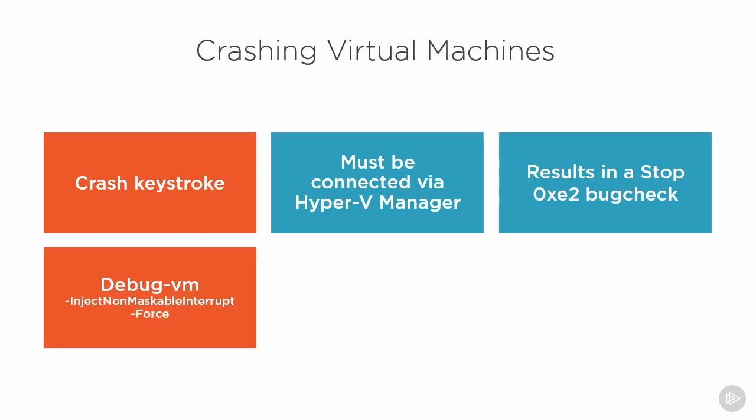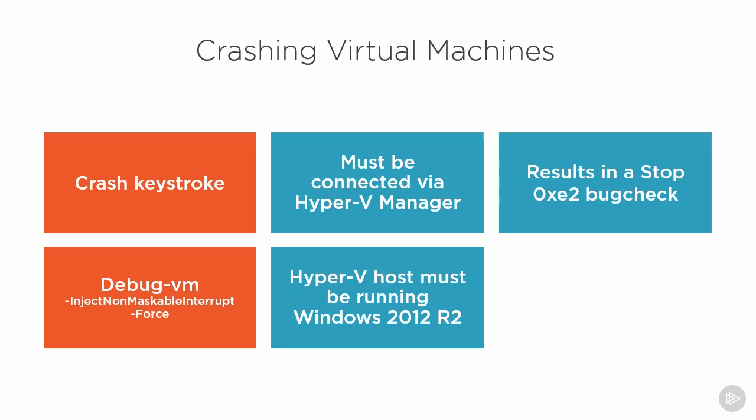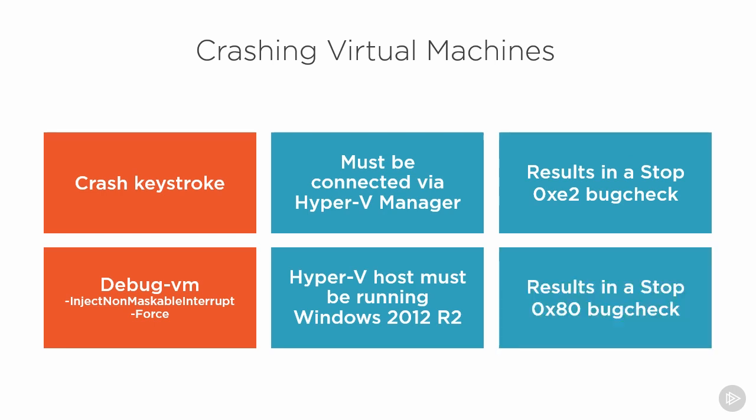Another way to crash a virtual machine is utilizing the Debug-VM PowerShell cmdlet, along with -InjectNonMaskableInterrupt -Force. This will allow you to crash a virtual machine that's running on a Hyper-V server. The only thing here is that that Hyper-V host must be running at least Windows Server 2012 R2 or later, because that's when that cmdlet first came into existence. This crash will result in a Stop 80 bug check, or an NMI hardware failure.